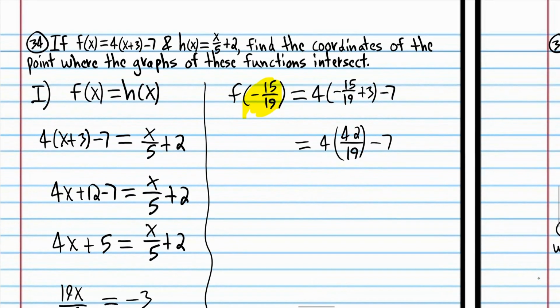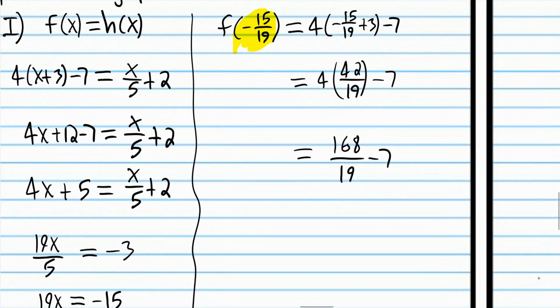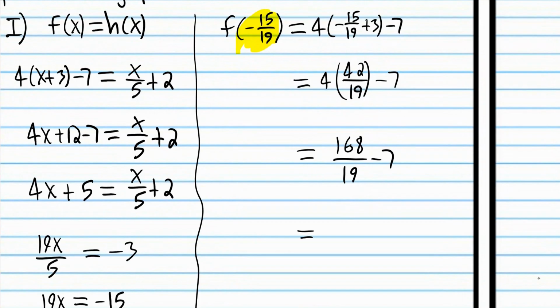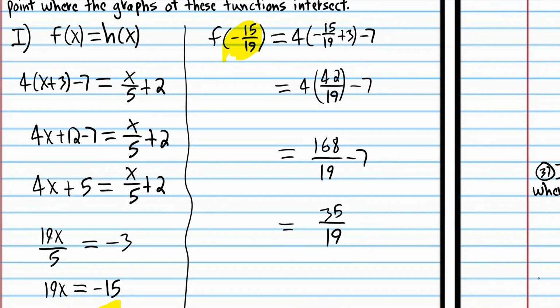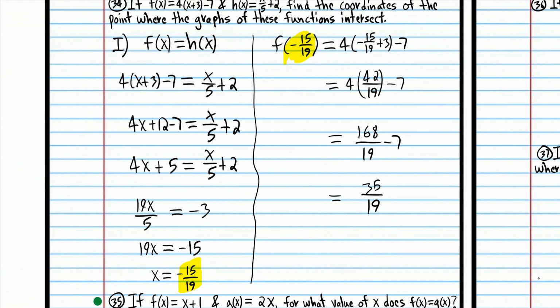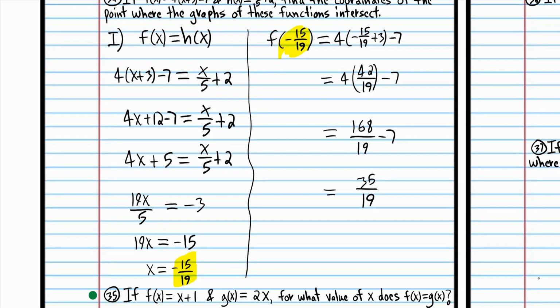And then 4 times 42 over 19, that's 168 over 19. Sorry, these numbers are kind of big. And if we subtract 7, looks like we're going to get 35 over 19. So that is the y value of the point of intersection.